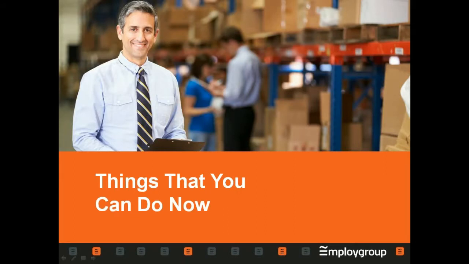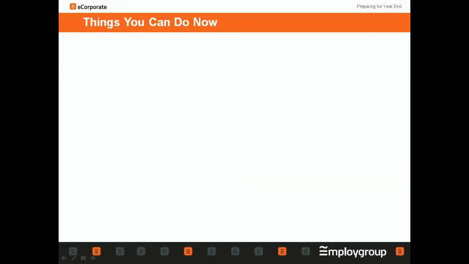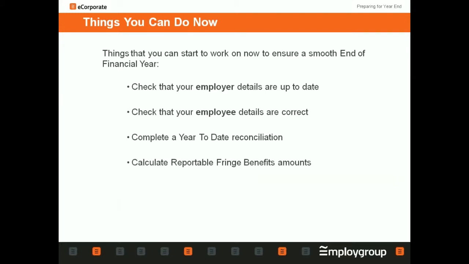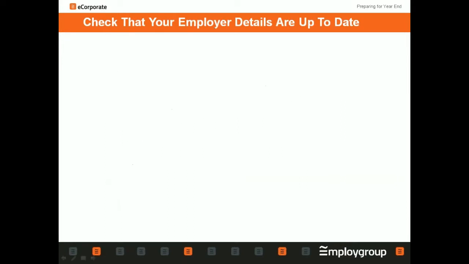Things that you can do now. Most clients at this stage have not run their last payroll for the year, but there are some things that they can do now so that things aren't left till the last minute. Some of these things are: check that your employer details are up to date, check that your employee details are correct, complete a year-to-date reconciliation, and calculate any reportable fringe benefits amounts.